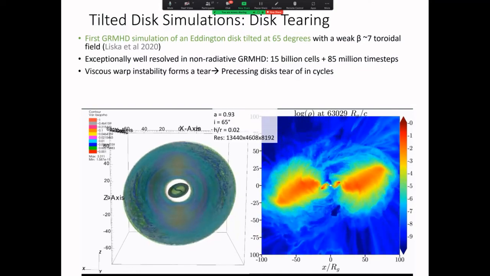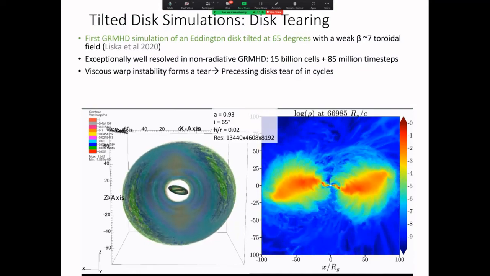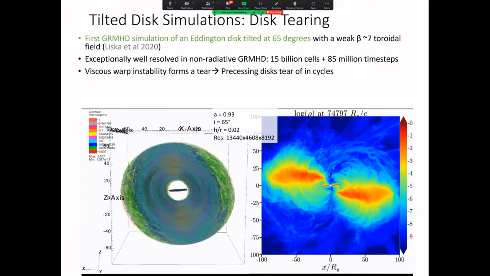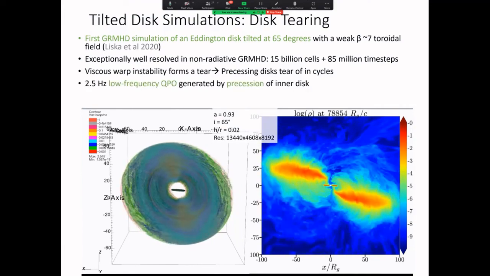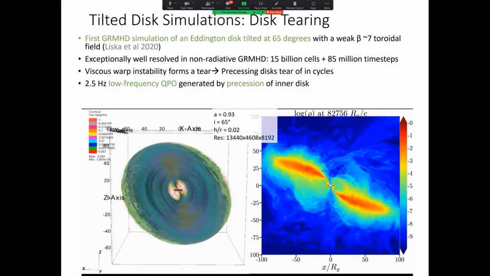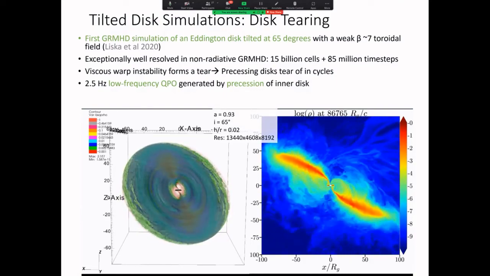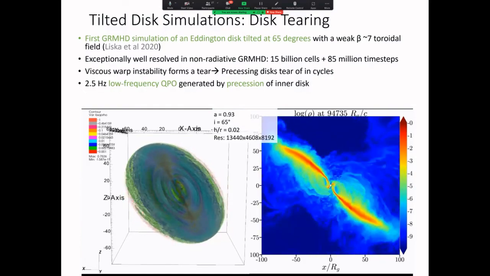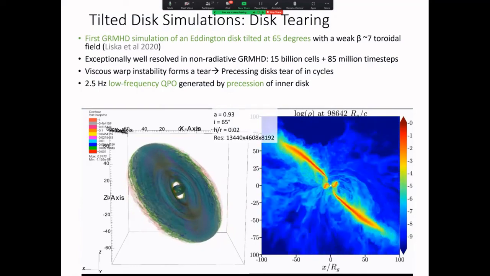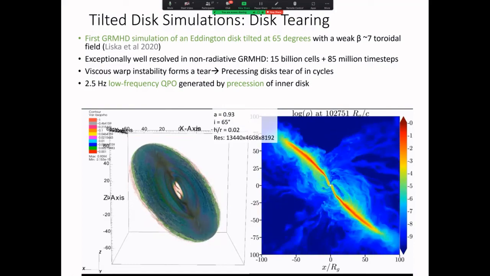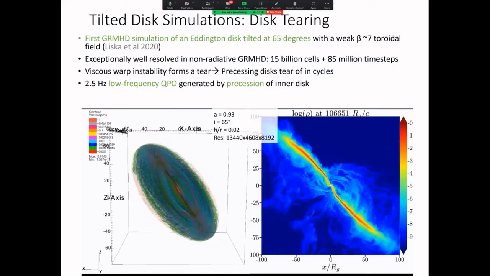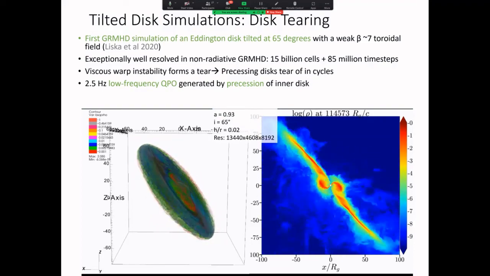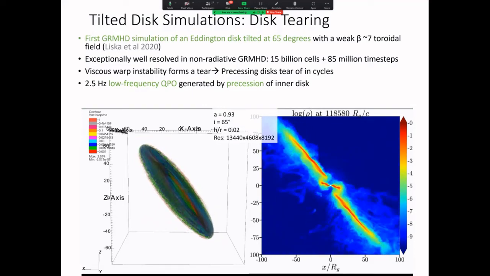This is the first demonstration of this effect, and this precessing disk will emit radiation, and this radiation will be detectable. The precession period, assuming this is a 10 solar mass black hole, would amount to 2.5 hertz, which is pretty consistent with what we see for low frequency QPOs. And that's very promising to explain such QPOs. This tearing happens in cycles. So now you see a second cycle, and you see many of these disks over the course of this simulation tearing apart and precessing, and then the integrated light curve would show enhanced variability at this precession frequency, is the current thinking.